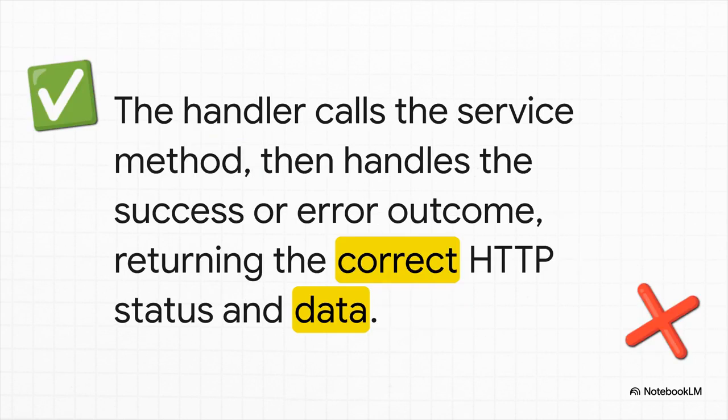Take a look at this create user handler method. It doesn't know anything about email validation or how to query a database. All it does is call this.userService.createUser, and then it handles the result. If everything goes well, it returns a 201 status code with the new user. But if the service throws an error, like that duplicate email error we talked about, it just catches it and returns a 400. It's clean, it's simple, and it's perfectly focused.